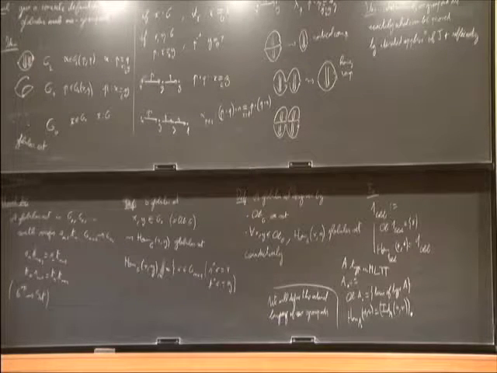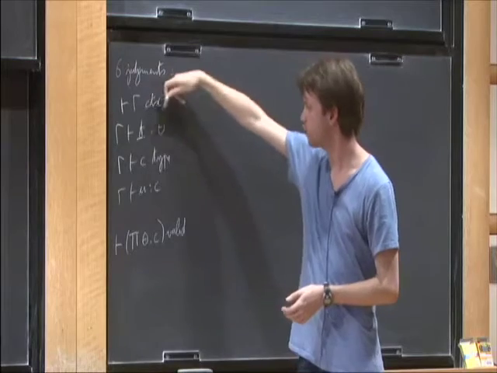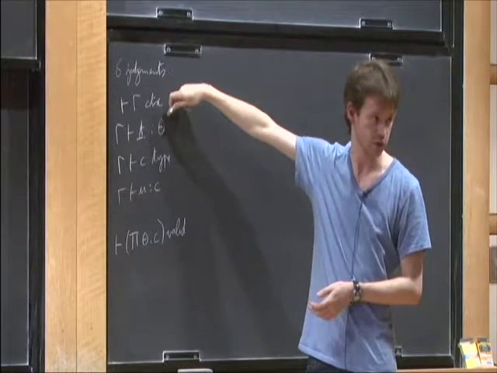I don't understand the second line, John. Yeah, what does it mean? This is a context. This is another context. And this is a sequence of terms. This just means basically that all the terms have the corresponding type in this context.